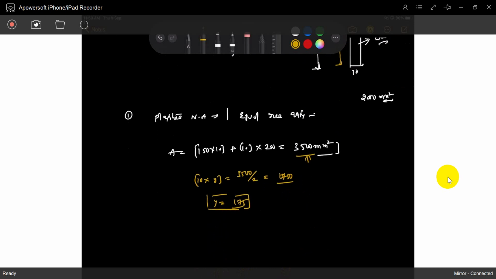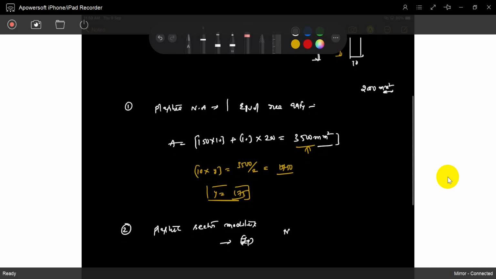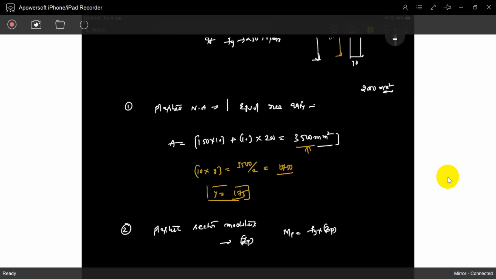Okay, so next, plastic section modulus. Sir, what is plastic section modulus? It is ZP. The plastic moment Mp is Fy into ZP. That ZP is the plastic section modulus. Can you find out the plastic section modulus? Yesterday we did so.